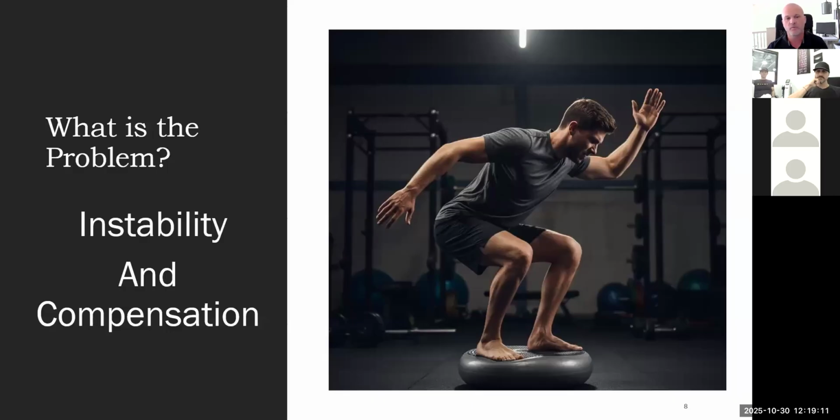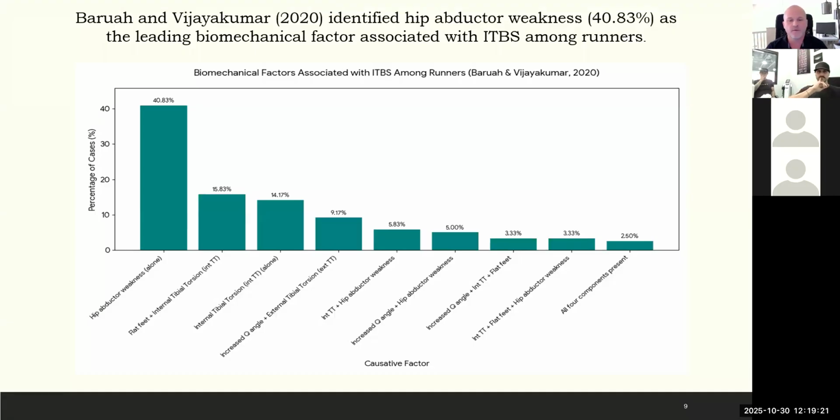And the problem becomes instability and compensation, okay? There's a lot of studies out there, but just to give you a few of those, one of the biggest ones that I use for my research, I apologize, I keep hitting the microphone. One that I found with the research is that over 40% of people that went through this study had ITBS and were found to have very weak abductors when they were doing their testing.